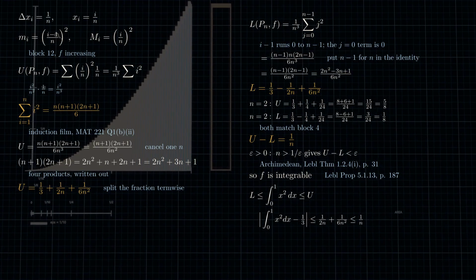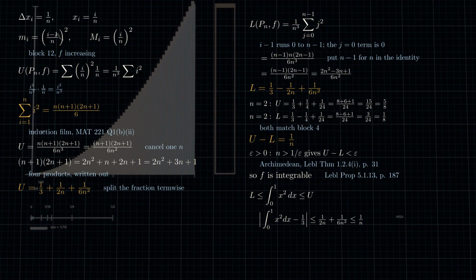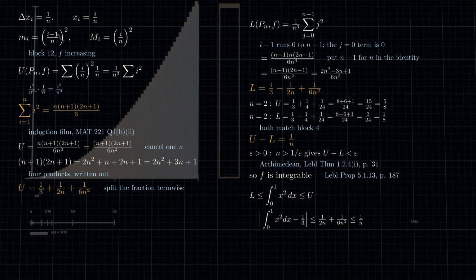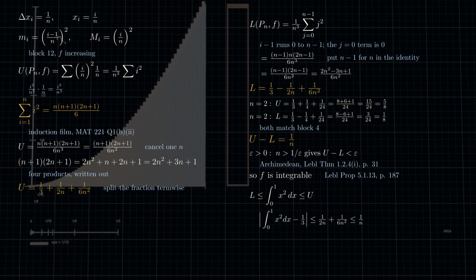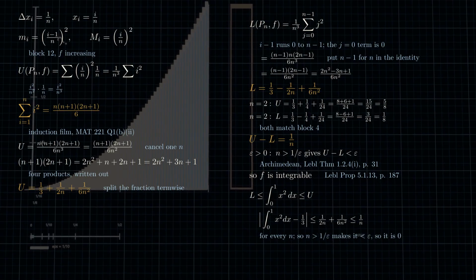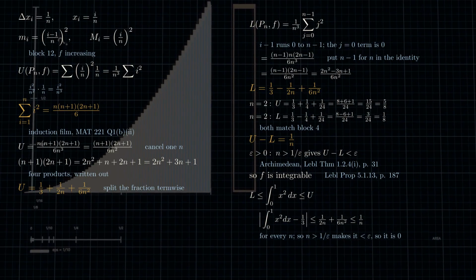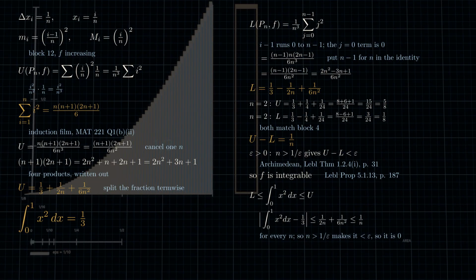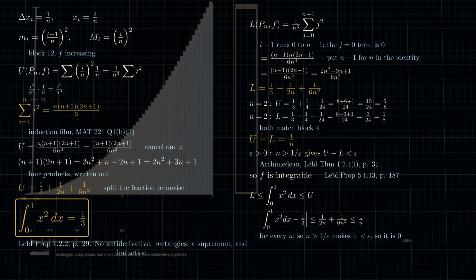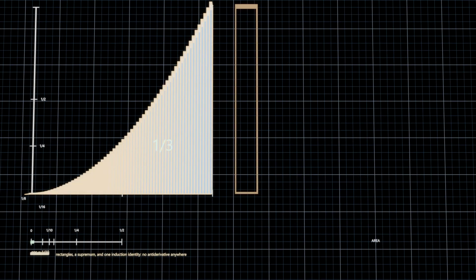So the integral differs from 1/3 by at most 1 over 2n plus 1 over 6n squared, at most 1 over n. True for every n. The Archimedean property again, so that distance is smaller than every positive number: 0. Our Lebl's 1.2.2. The area under x squared from 0 to 1 is 1/3. No antiderivative, no fundamental theorem. Rectangles, a supremum, and induction. After the break, the university question that has been waiting for us since the last video.